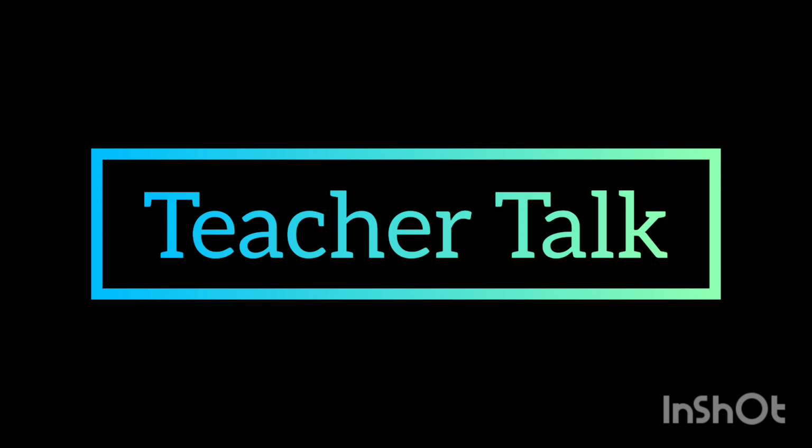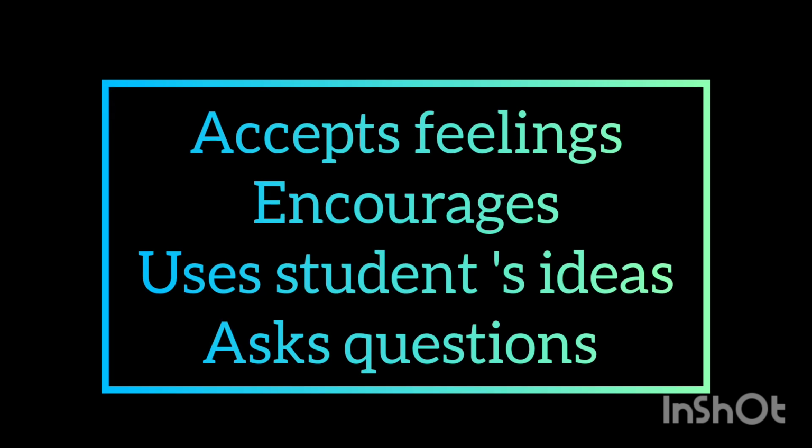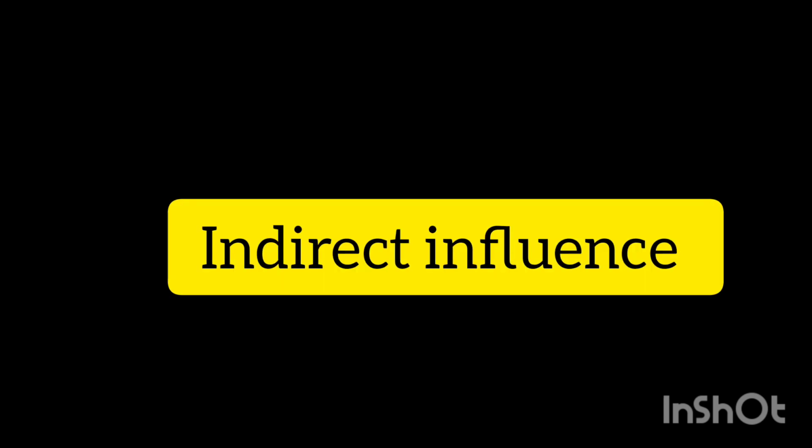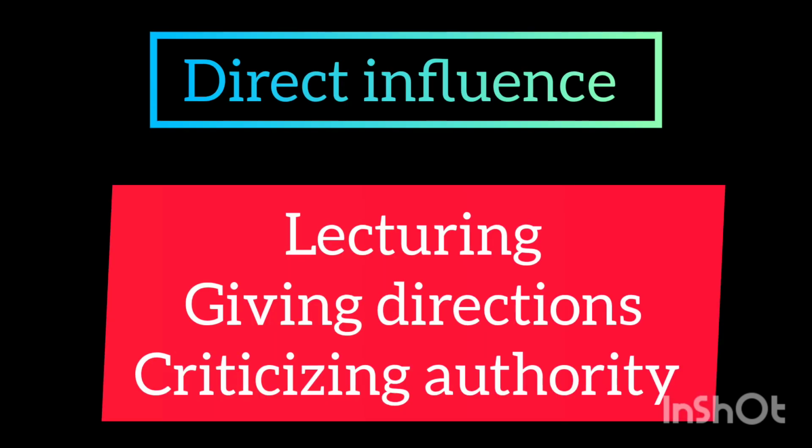Okay, so in the first category there are a few steps and a code is assigned to each and every step. So in the first category, that is teacher's talk, the first step is accepts feeling, the second one is encourages, the third one is uses ideas of pupils, the fourth one is asks questions, next one is lecturing, after that giving directions and criticizing authority.